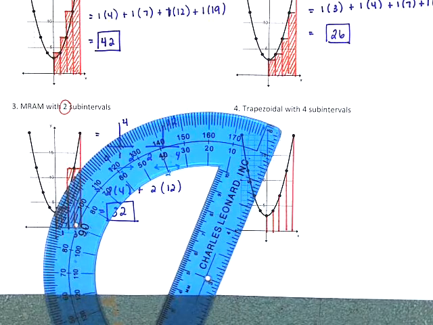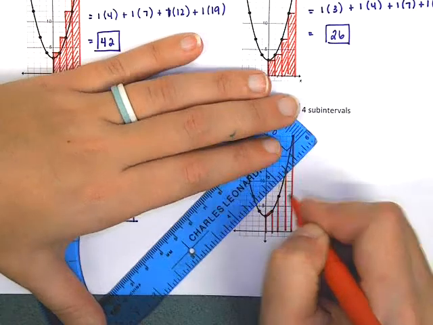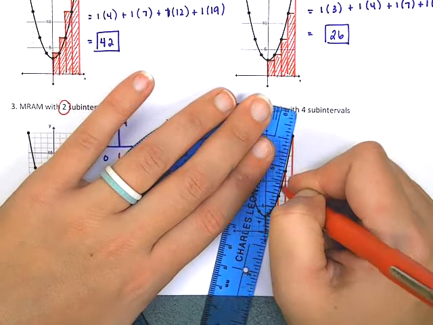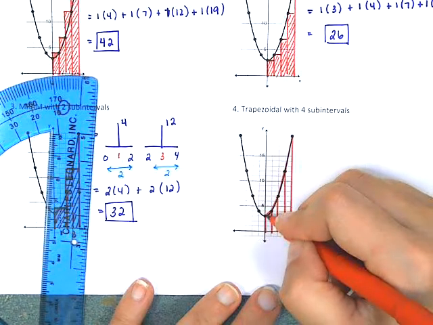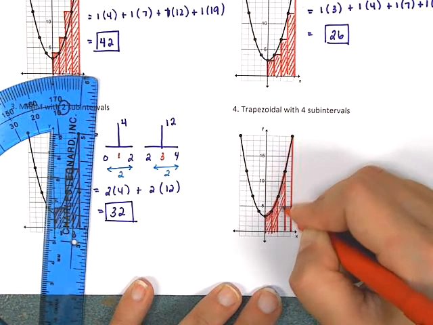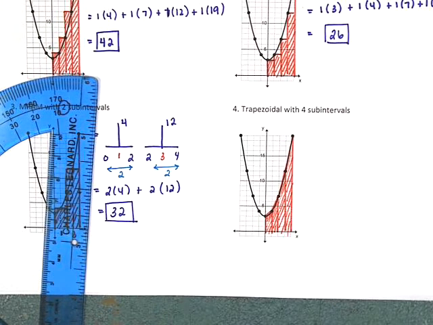And instead of using just the left or just the right, I'm going to connect them with a straight line to make a trapezoid. Now you'll notice this approximation method is the best one. It's actually pretty close to the actual area. And the more trapezoids we make, the better the estimate gets.